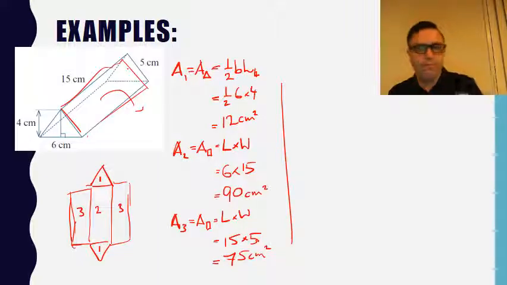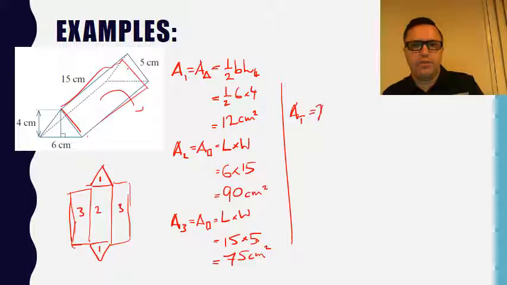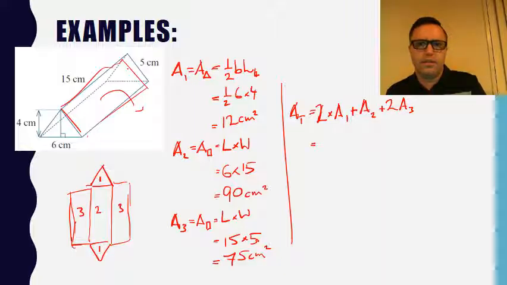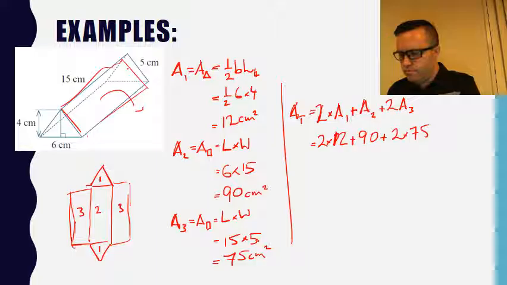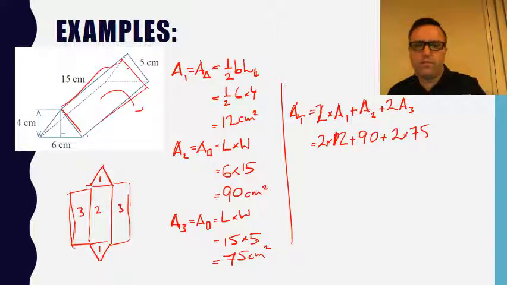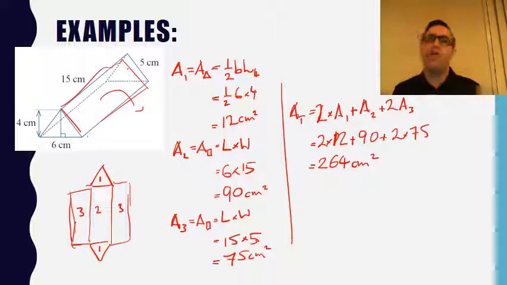Okay, so now that we've worked out all these different bits and pieces, our total area for this is equal to 2 times area 1 plus area 2 plus 2 times area 3, which is 2 times 12 plus 90 plus 2 times 75, which gives us 264 centimeters squared. And so there would be our surface area for that shape.